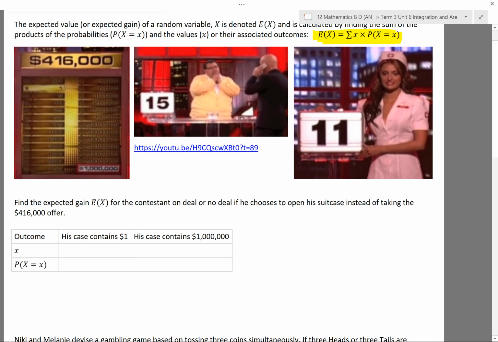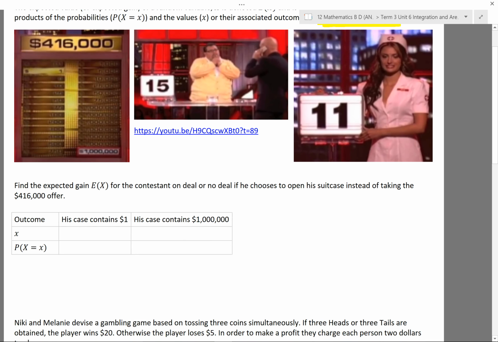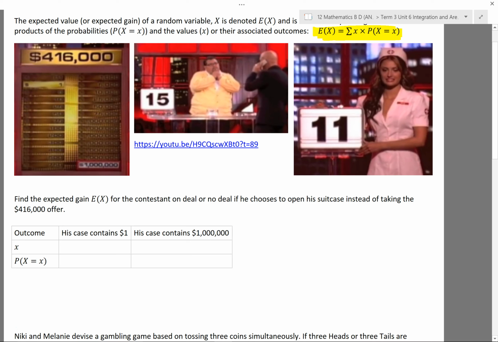We know the game Deal or No Deal, where there's all these boxes. This player here has chosen box number 15. The hostess has box number 11. And we know that his box either contains $1 or $1 million. The bank has offered him $416,000, so he can choose this amount or the amount that's in his case. So what we really want to do is calculate what he expects is in this case and then compare it to what the bank offer is.